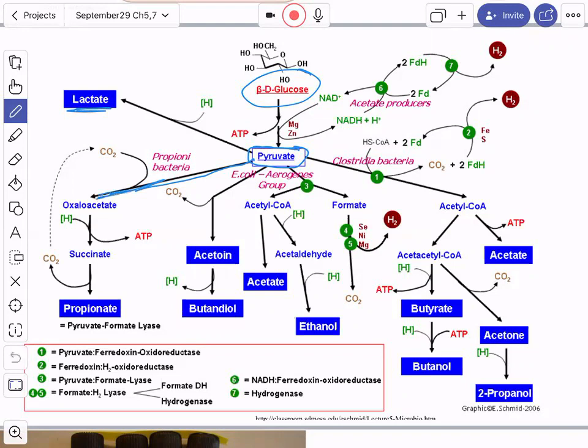They end up with an end product called propionate. That is the distinctive taste of Swiss cheese. And the carbon dioxide that's given off, that's what makes the holes in Swiss cheese.